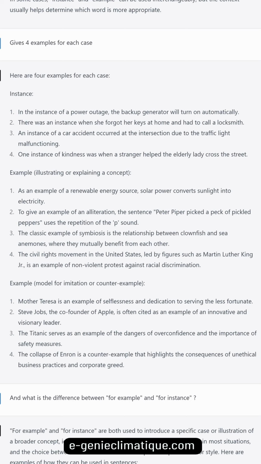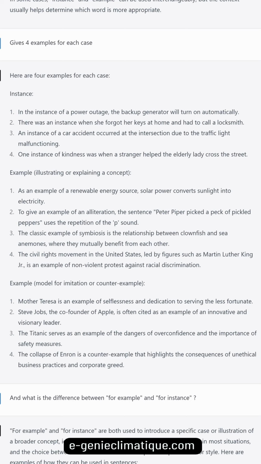Example: model for imitation or counterexample. Mother Teresa as an example of selflessness and dedication to serving the less fortunate. Steve Jobs, the co-founder of Apple, is often cited as an example of an innovative and visionary leader.